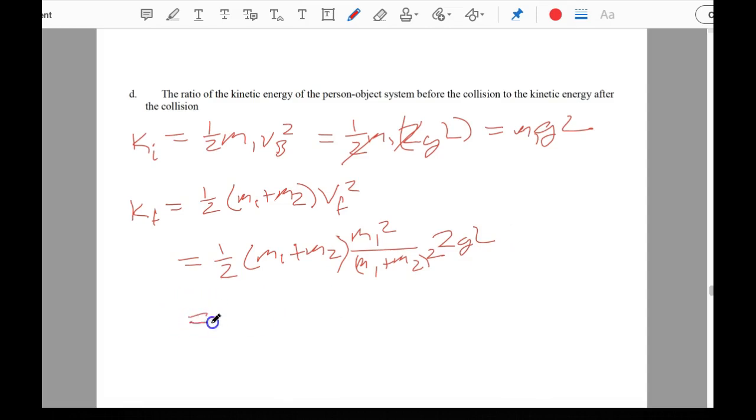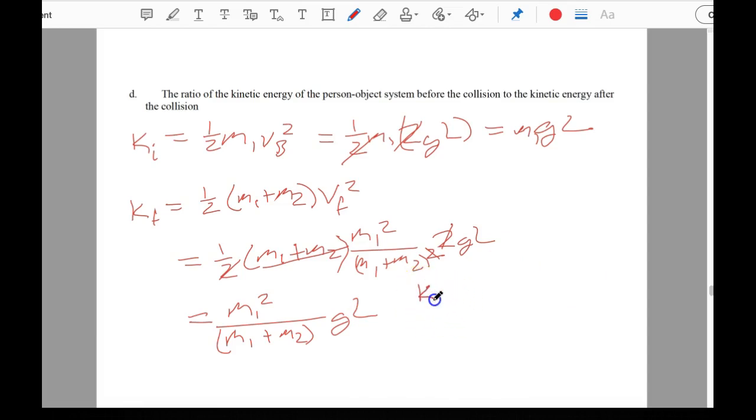And so now when you do all of your math, you'll see that one of these is going to cross off with this one, the 2's go away, and we're left with m1 squared over m1 plus m2, and that quantity times gravity times the length of the string. So now we still haven't done the ratio yet. We need to do the ratio.